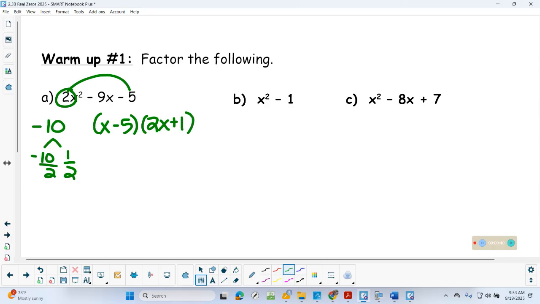So we are going to do some factoring, of course. You might have that trinomial, just a review of that. B, of course, super easy. Perfect squares. No work needed, right? x plus 1, x minus 1.